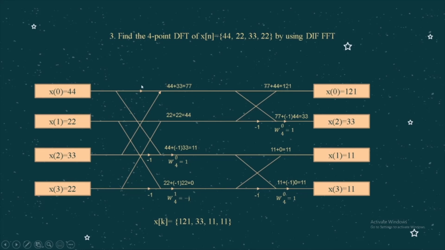First one, 44 plus 33 equal to 77. 22 plus 22 equal to 44. 44 plus 33 times negative 1 equal to 11. And 22 plus 22 times negative 1 equal to 0. So let's move to the second part. 77 plus 44 equal to 121. 77 plus 44 times negative 1 equal to 33.